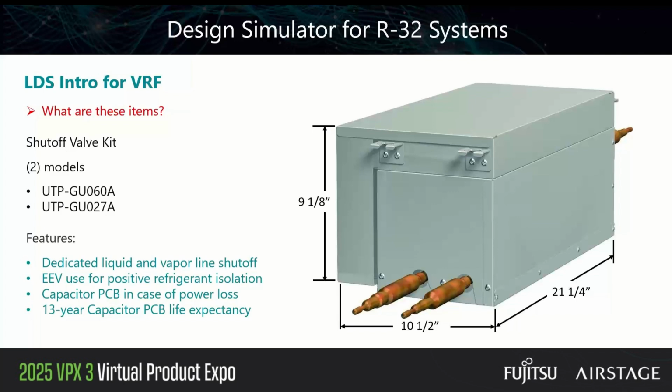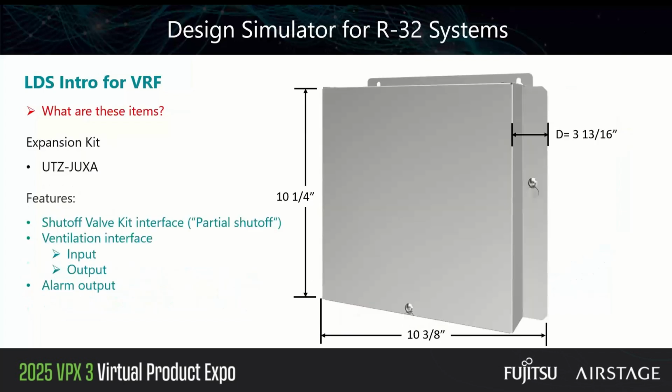So now there are 2 models, as I mentioned, and they are selected by capacity and where they are placed in the system. And those we will talk about. So expansion kit, UTZ-JUXA, there's only one. This is used anytime we have what we call a partial shutoff. The piping structure, we'll talk a lot about that here coming up. Also, it's a ventilation interface, what I call a wiring hub for our ventilation.